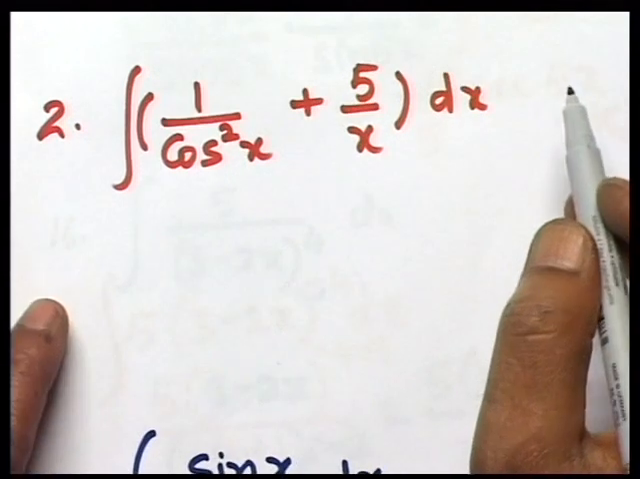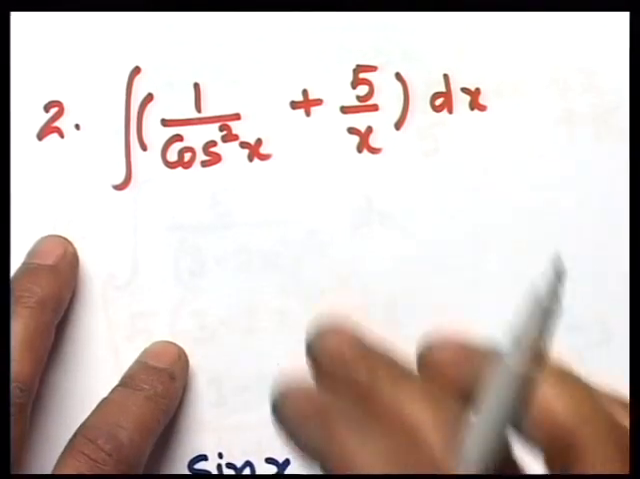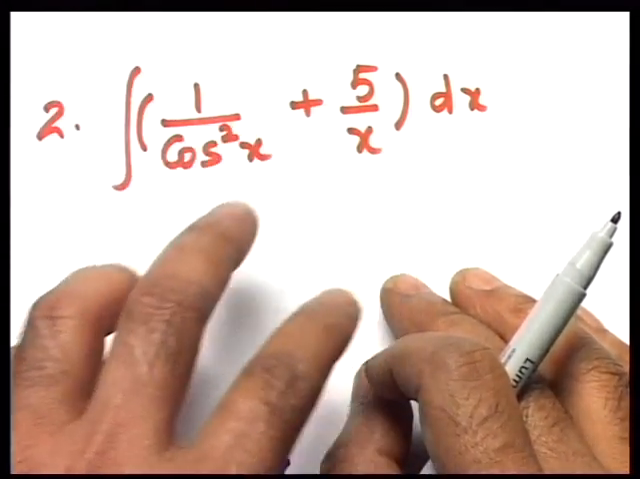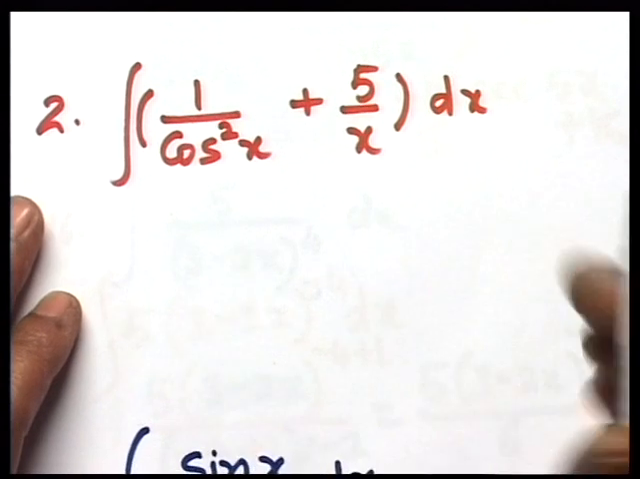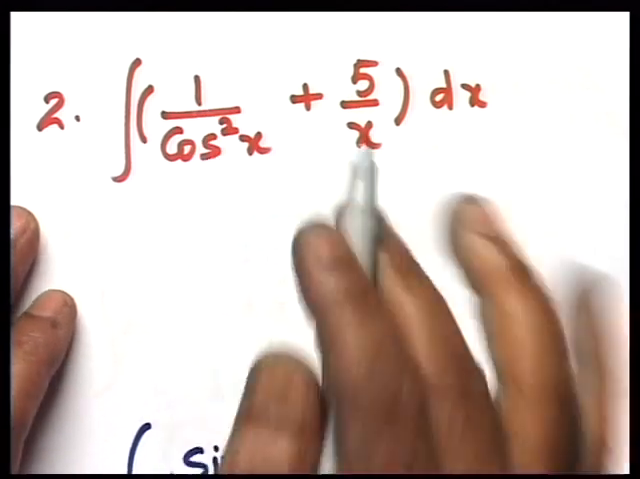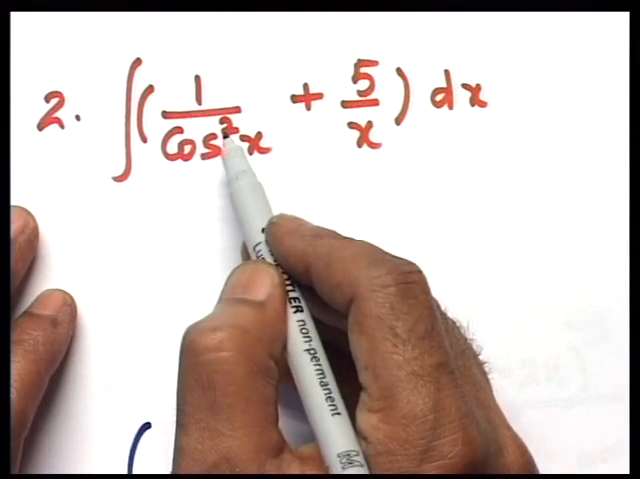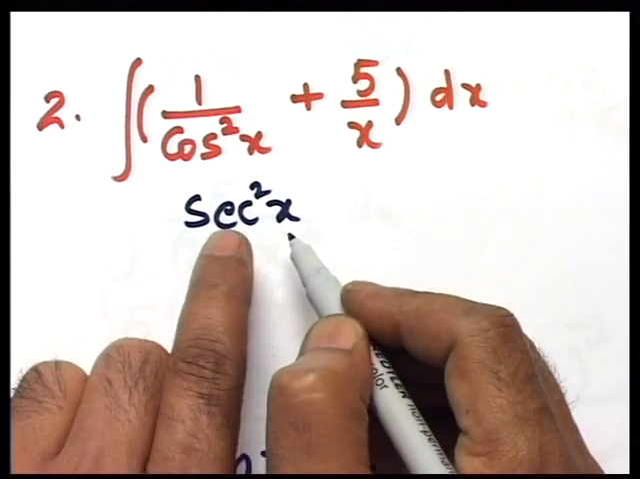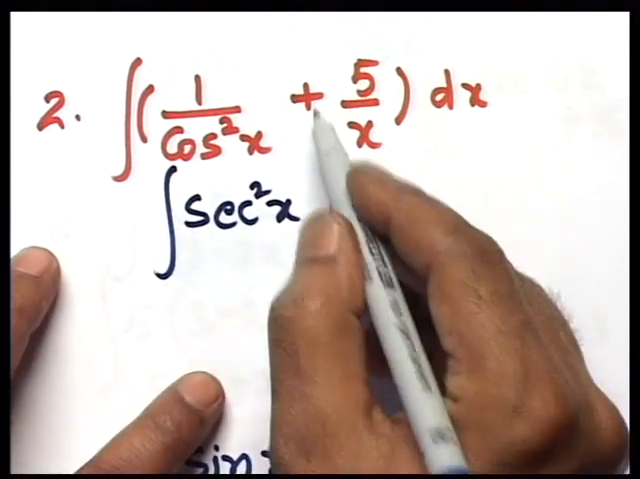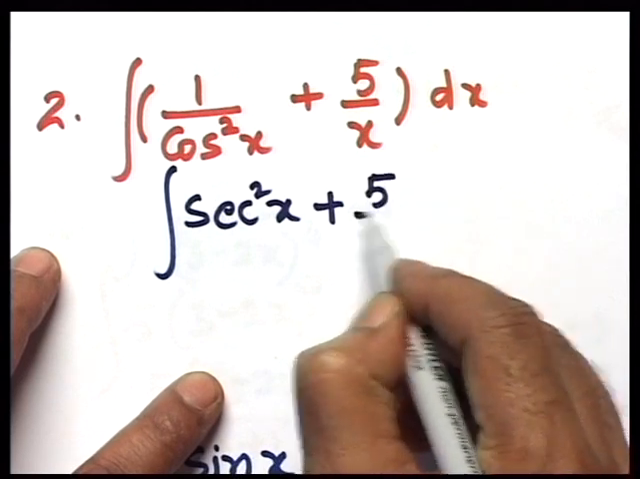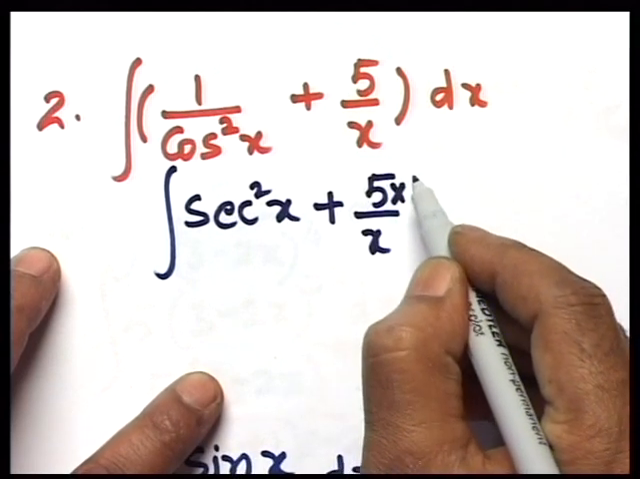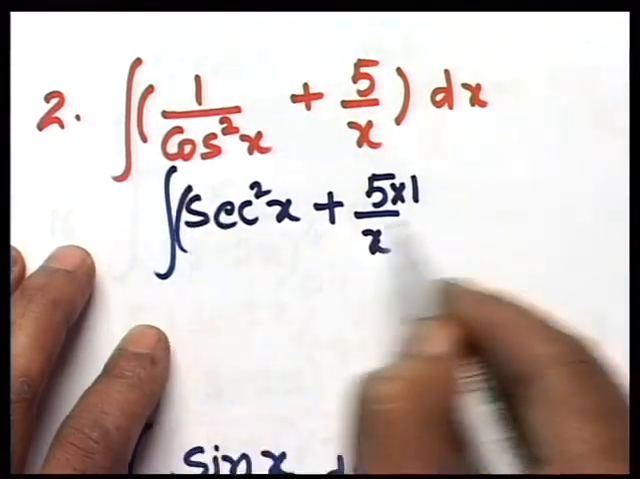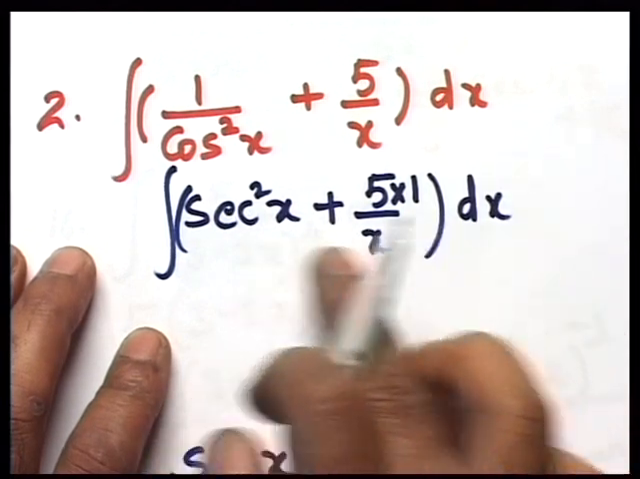dx. Now, our aim is to actually get those standard functions. We need to somehow change this into standard functions, then we can apply the rules, right? 1 over cos is sec, right? So 1 over cos square is sec square x. So now that's a standard function, right? Integration, please. Plus, 5 over x is actually 5 times 1 over x, and 1 over x is a standard function. Now we are able to integrate those two terms, right?